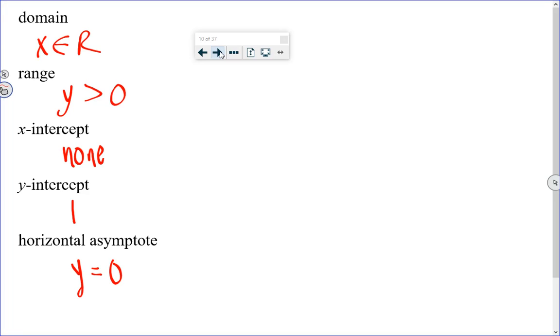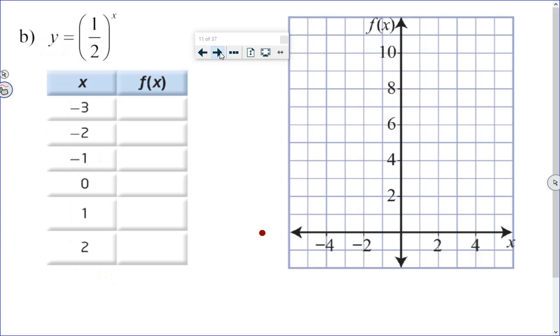Any questions with the first example? All right, let's take a look at the second one. The second one has a base of 1/2. So let's figure this out starting at 1.